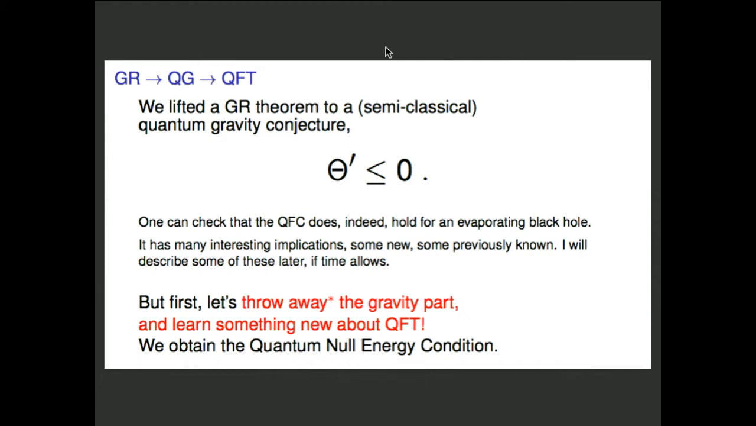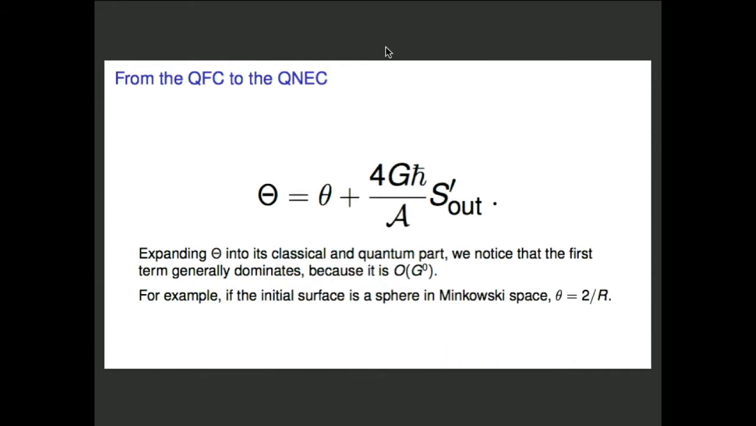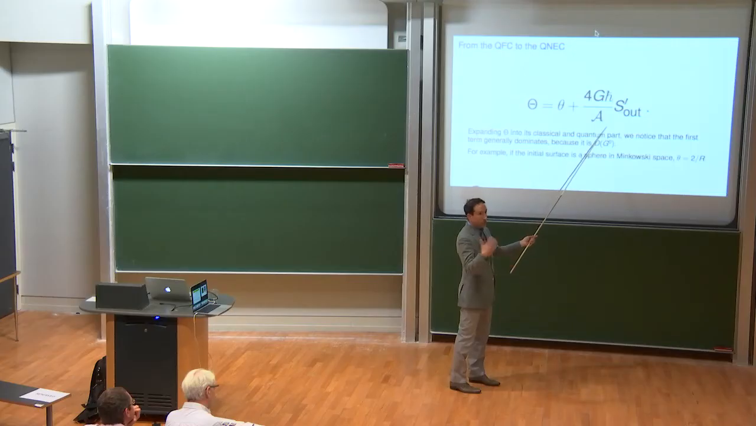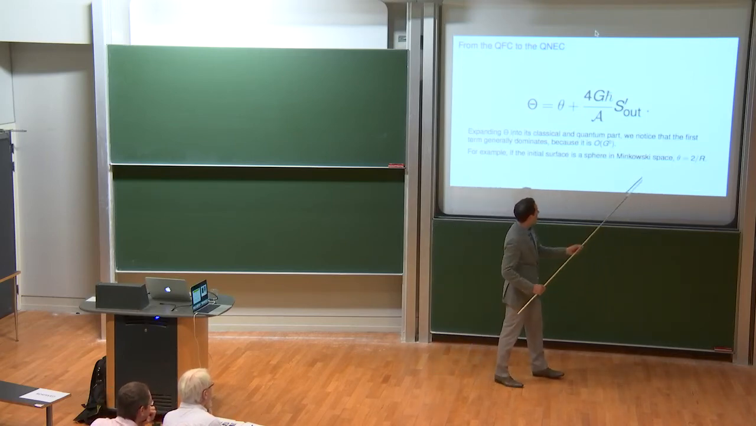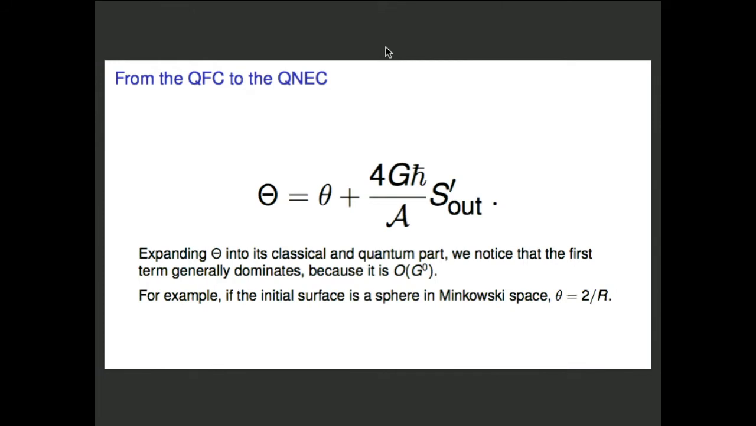But now let's talk about how to get down to quantum field theory and get rid of G Newton. And then we get something called the quantum null energy condition, which we can actually prove. Looking at the definition of the quantum expansion, we see that this has the structure of a classical part, which dominates, and a quantum part, which is the first correction in an expansion in G ħ. So for example, if I choose an initial surface in Minkowski space, this classical part doesn't have an ħ in it. It's just some geometric quantity which is going to be much larger in the limit as ħ becomes small than any of these correction terms.